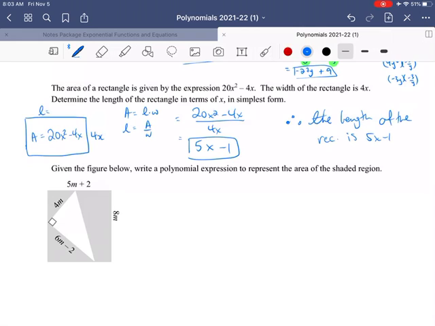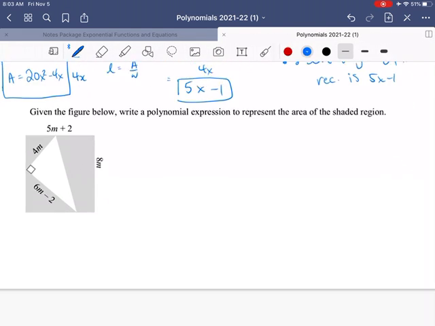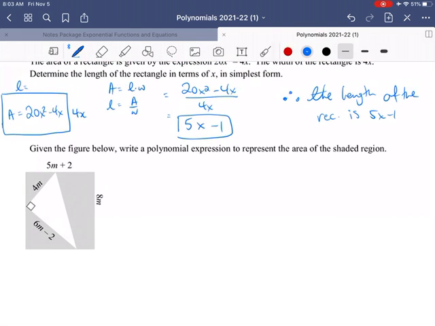All right, given the figure below, write a polynomial expression to represent the area of the shaded region. All right, so we have to do a little figuring out here. Now, yesterday I talked about making the problem but with simpler, smaller numbers. So draw the same thing if this is 10 and this is 8 or something. And then we've got this scenario where we've got 2 and 6. So how would you figure out the area?